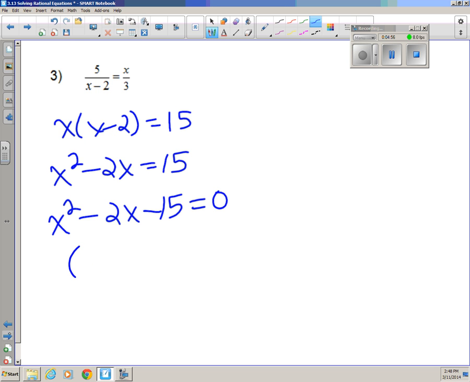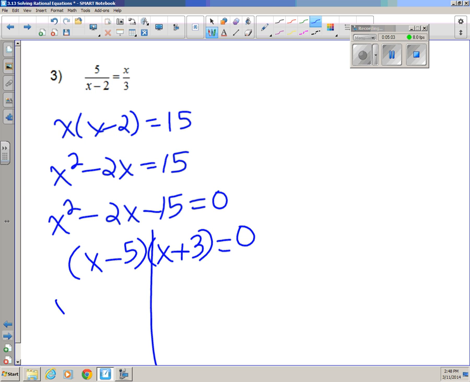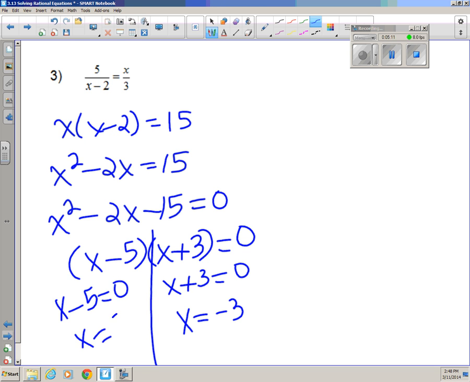I'm going to solve this by factoring: x minus 5, x plus 3 equal to 0. I'm going to set my 2 factors equal to 0, and I'm going to solve. This comes out to be -3. This comes out to be 5. As it turns out, both of those values are going to work, because if I look at my denominator, the only value this can't be is a 2, and none of those answers are 2's.